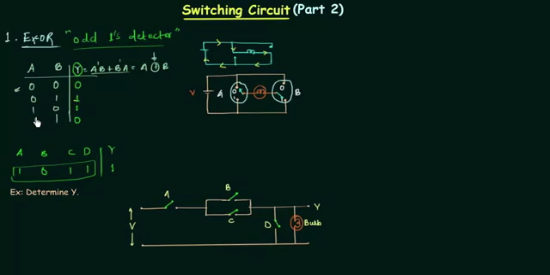We will consider the third case now, and the third case is just the opposite of the second case. A is now connected to 1, whereas B is connected to 0, and again there will be a flow of current like this. You can clearly see the flow of current like this. And for the last case, when both A is connected to 1 and B is connected to 1, we don't have any flow of current through the bulb. So this is how the switching circuit of XOR gate works.